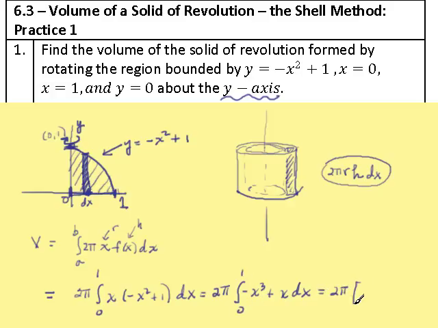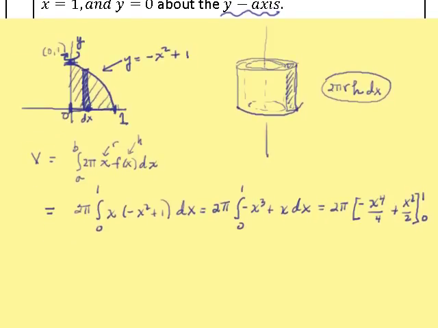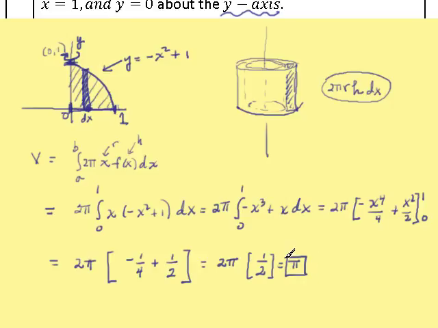And now we'll integrate with the power rule: minus x to the 4th over 4 plus x squared over 2. And let's put in our limits. First substitute in 1, and we have minus 1/4 plus 1/2. And when we substitute in 0, we get 0. So this is 2 pi times 1/2, or just pi.